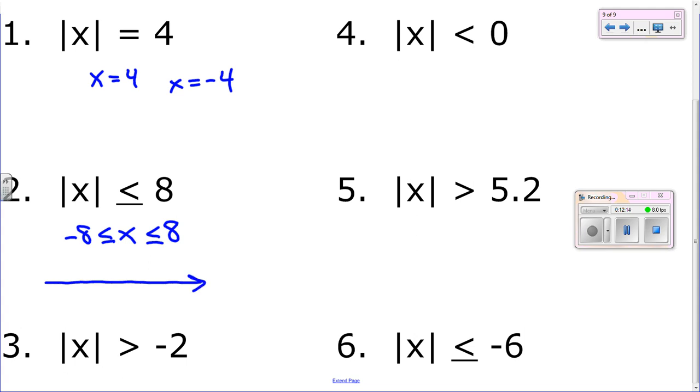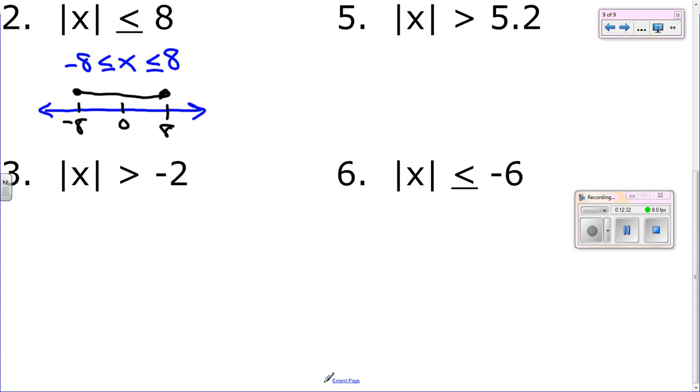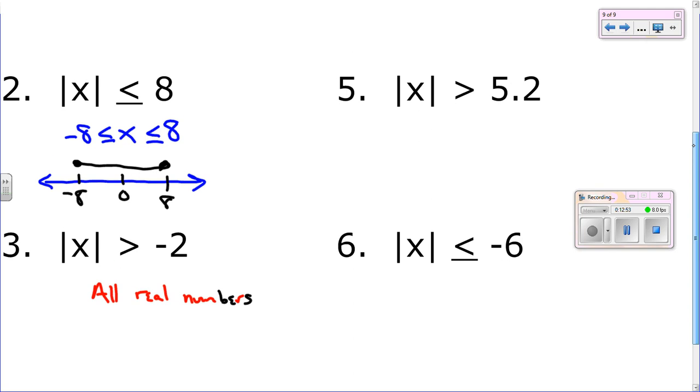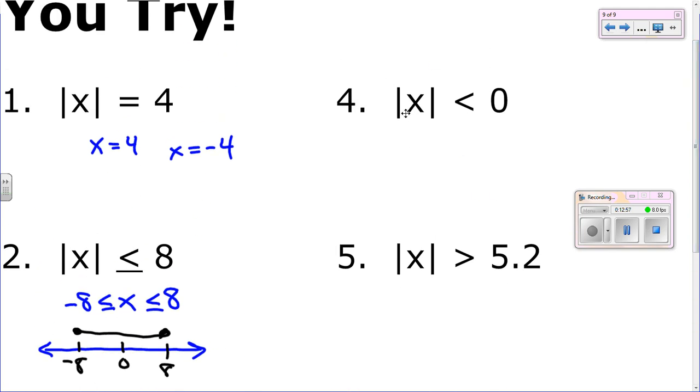If we're graphing that, we have 0, negative 8, 8, close circles, not parentheses, and draw in between. Number 3, absolute value of x greater than negative 2. When is it bigger than negative 2? Well, it's always positive, so that would be all real numbers. When would it be less than 0? Never. So that's no solution.